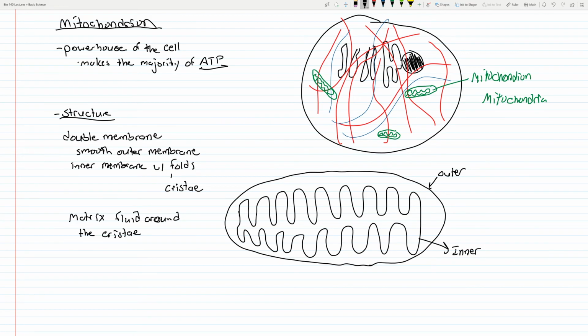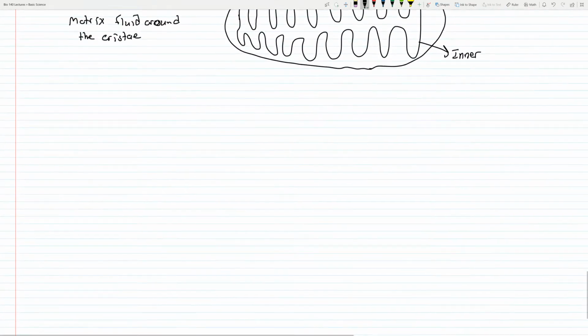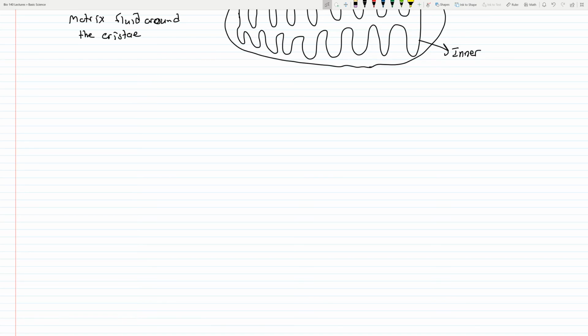So now, how does it do this? In order to describe how it does this, we actually have to talk about what's called cellular respiration. And what we're going to do is a high-level overview of cellular respiration. Down and dirty.